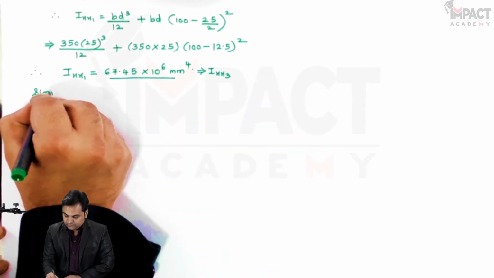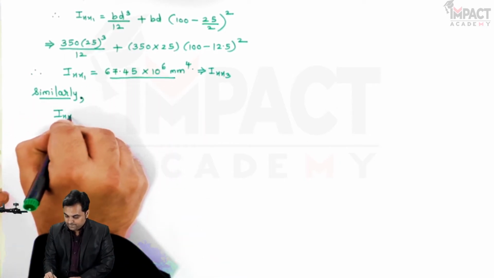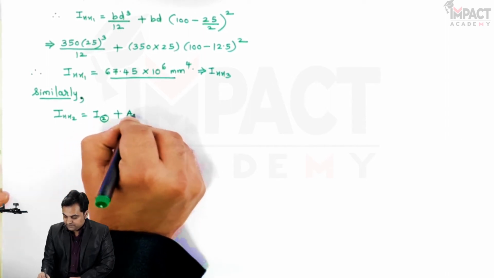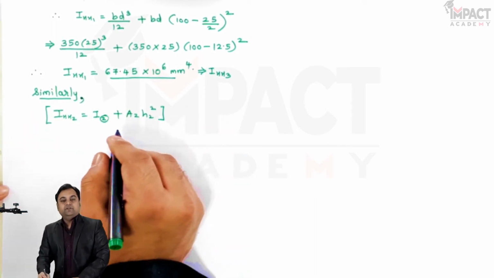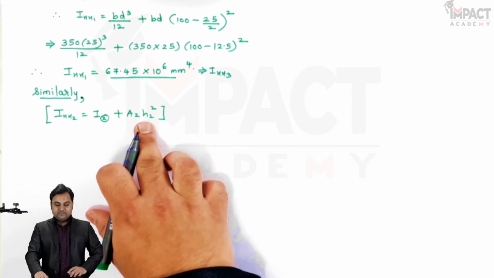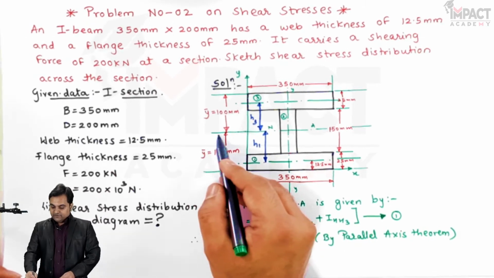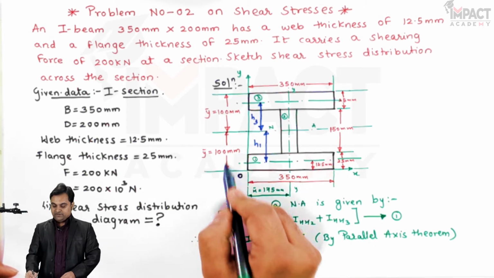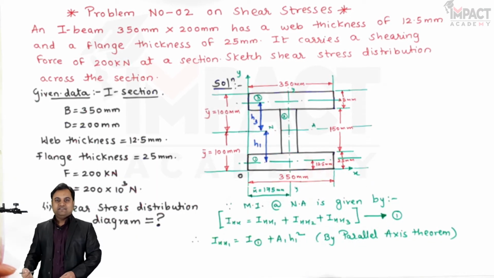Similarly, I'll find Ixx2, which would be I2 plus area 2 into h2 square, by the parallel axis theorem. Now here is something interesting I have to show you all: this h2 distance would be 0, because the x-axis, that is the neutral axis for the complete I section, and the x-axis for rectangle 2 are at the same distance, which is 100 mm from the bottom. So distance h2 becomes 0.